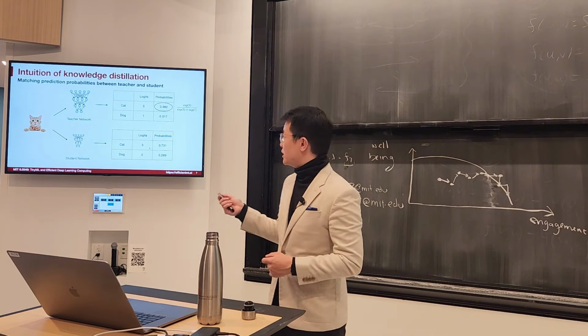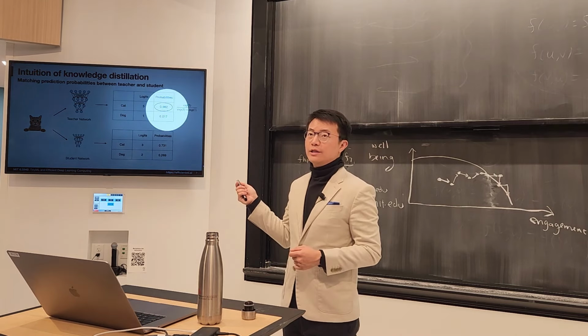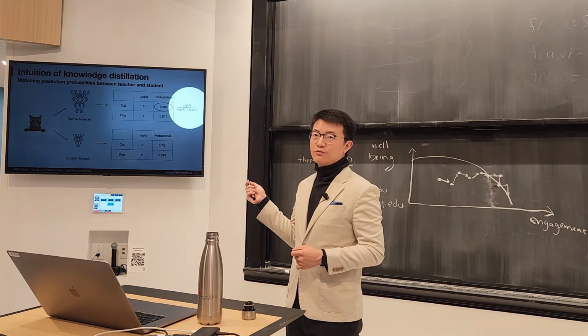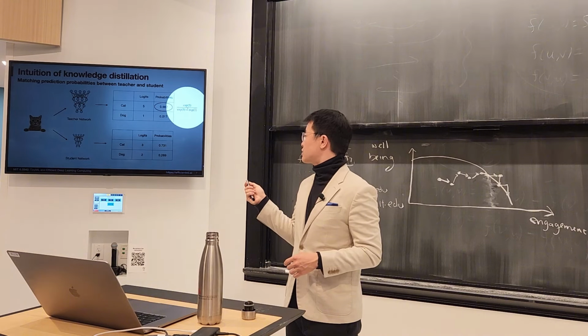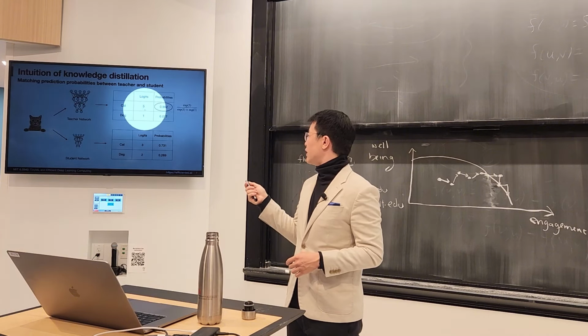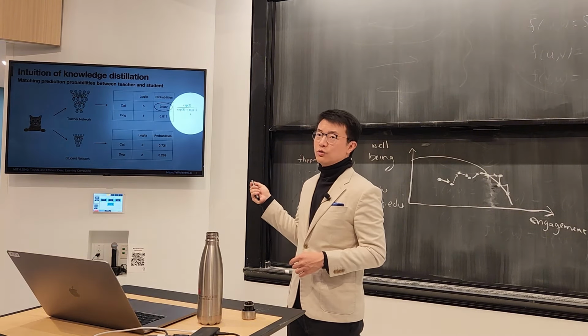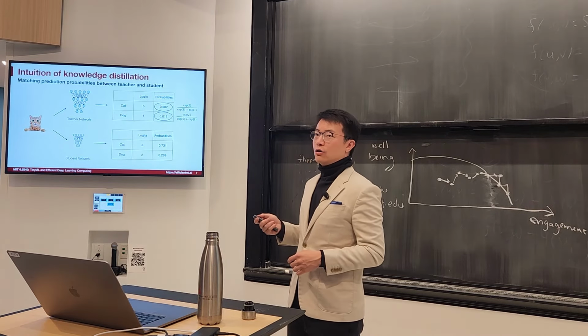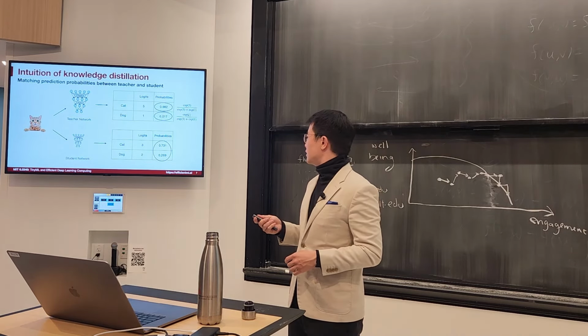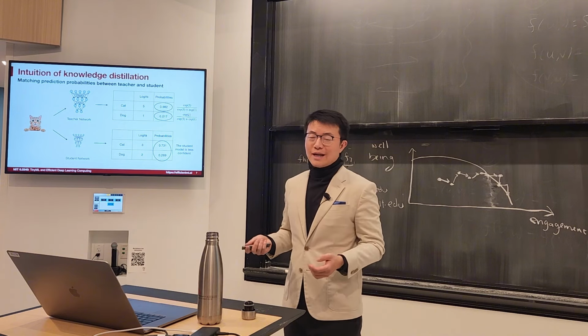So how did we derive this probability? That is through the softmax function. That's a review of the softmax: exponent of 5 divided by exponent 5 plus exponent of 1. And similarly, we can calculate the other class. The student model, versus the teacher, is less confident.